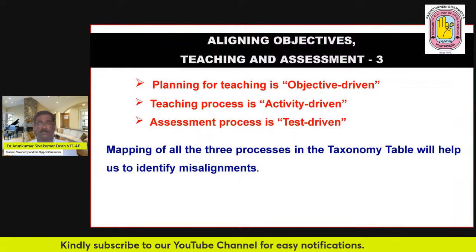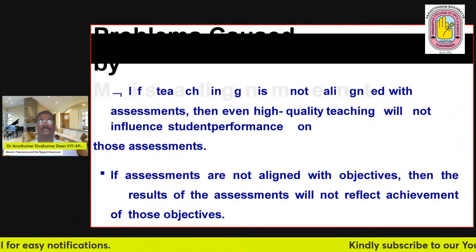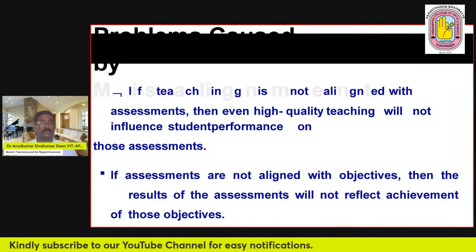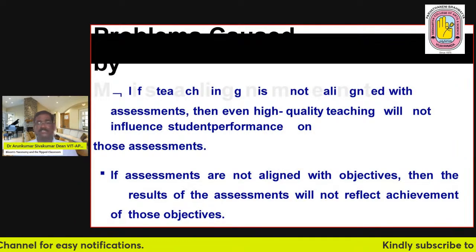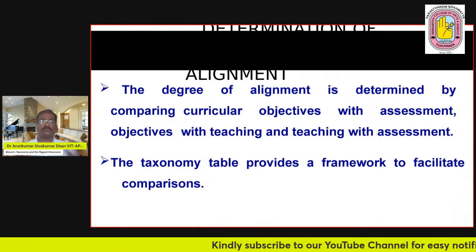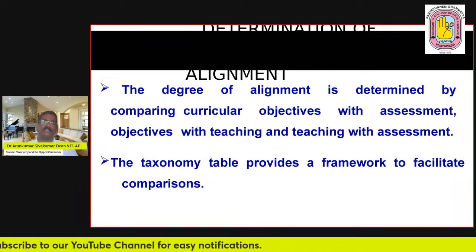Mapping all three processes in the taxonomy table will help us to identify misalignment. So, if teaching is not aligned with the assessment, then something goes wrong. Even high quality teaching will not influence student performance on those assessments. If assessments are not aligned with the objective, then the results of the assessment will not reflect achievement of this objective. So, the degree of alignment is determined by comparing curricular objective with assessment, objective with teaching, and teaching with assessment.